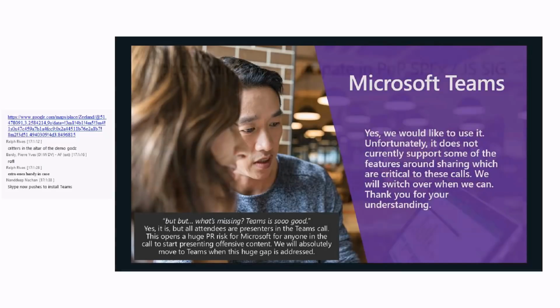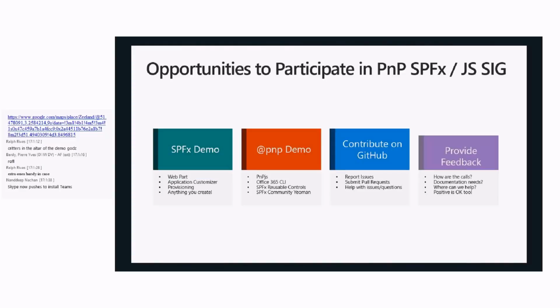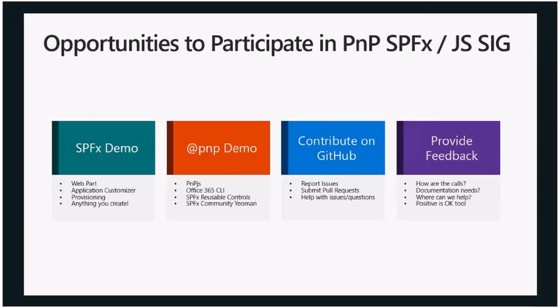So just let folks know that. Often, folks are wondering how you can participate in PnP, both in these calls and in the larger Patterns and Practices program. The best ways, in my opinion, are through demos. We love the demos. Community demos are the best parts of these calls. You can do an SPFx demo on any of the various things you can do around SPFx, as well as anything in the @PnP list of offerings. That could be PnP JS, the CLI, the reusable controls, or the community Yeoman generator. Any of those and all of those together potentially make great demos.